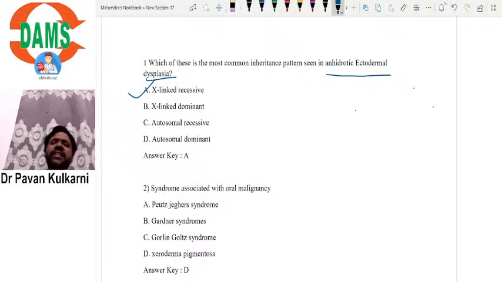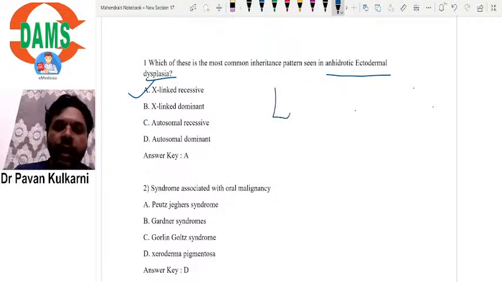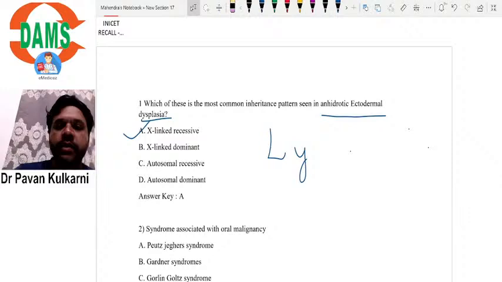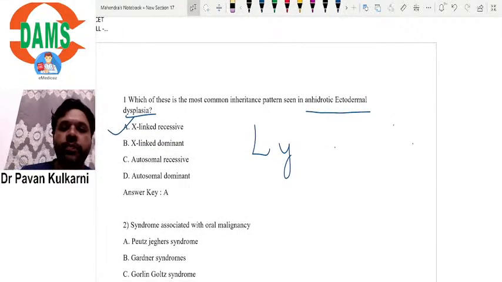Now, how to explain this X-linked recessive? All of you might know the condition called hemophilia, a bleeding disorder. Hemophilia also exhibits X-linked recessive inheritance. Even anhydrotic ectodermal dysplasia is X-linked recessive. These X-linked recessive disorders follow one pattern called Lyon's hypothesis. What is the name of the hypothesis? The name of the hypothesis is Lyon's hypothesis.